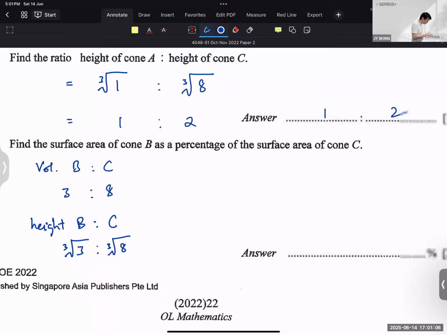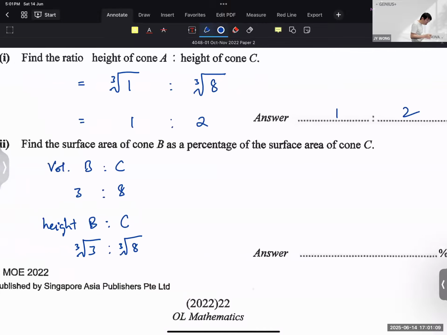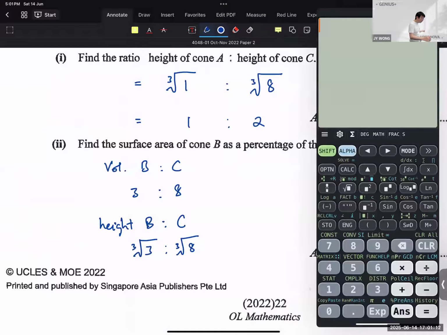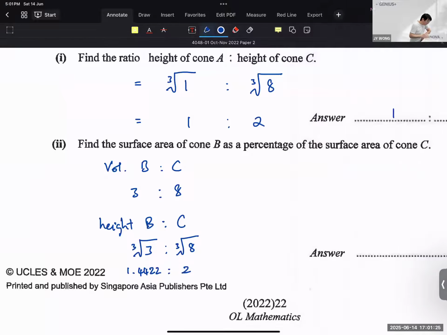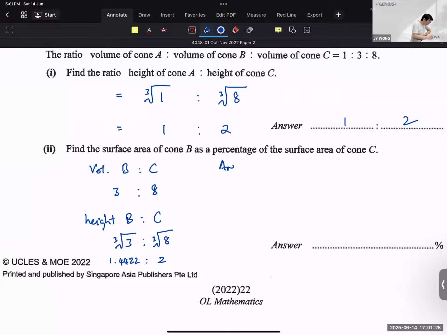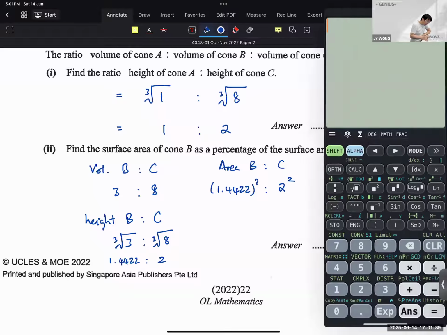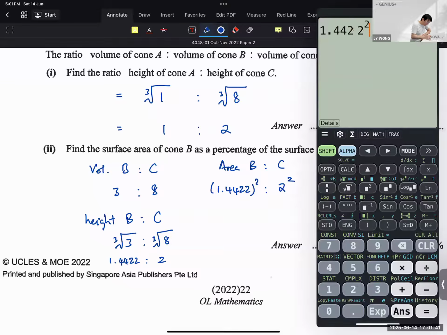And you should recognize that cube root of 3 is not going to give you a nice number. You can just leave it as cube root 3, or you can leave it as 5SF, up to you. You give me 1.4422 to 2. That is your height scale. And therefore, your area scale for B to C, you will have to take this 1.4422, you have to square it. You have to take the 2 here, you have to square it. So you will get 2.079924.